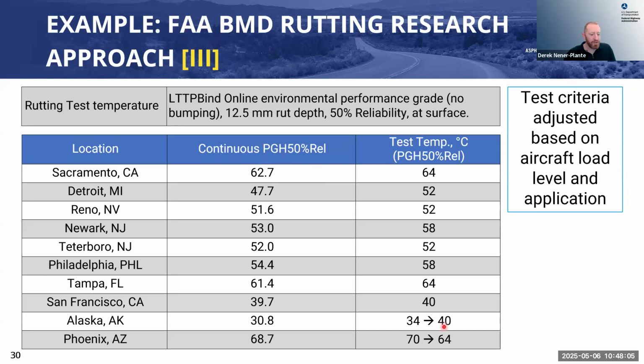So you're seeing anywhere between 40 degrees for San Francisco, California, up to a high of 64 for Phoenix and Tampa, etc. That also is going to get applied based upon the loading of the type of aircraft in that facility, to take into account, again, the different stiffnesses of the mixture. This is just an example for the Hamburg wheel tracker and rutting test, but you could apply this to any of the others as well.